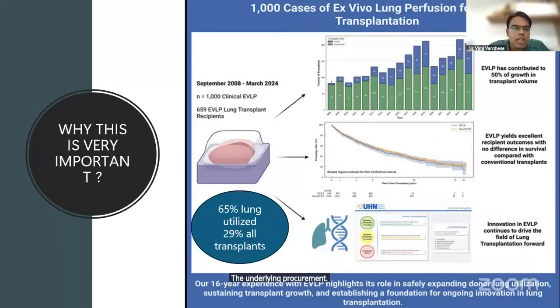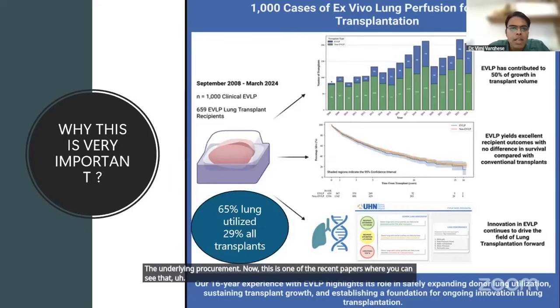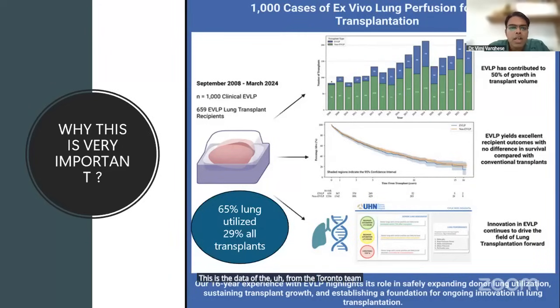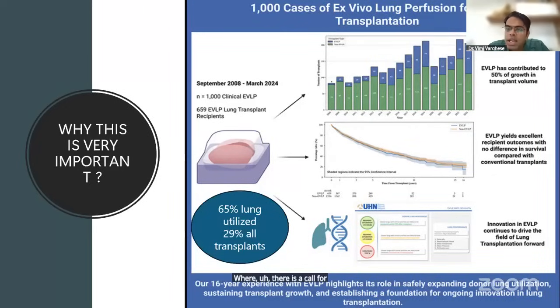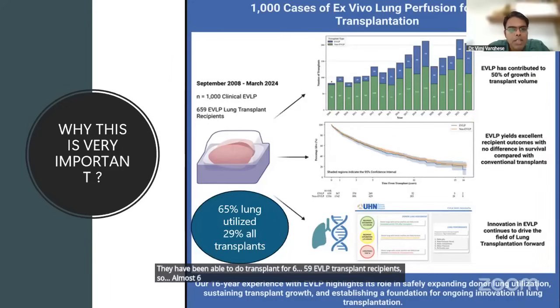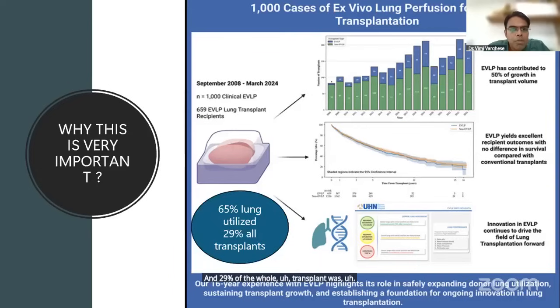Now, this is one of the recent papers, where you can see the data from the Toronto team from September 2008 to March 2024, where there were 1,000 clinical EVLP cases, out of which they were able to do transplant for 659 EVLP transplant recipients. So almost 65% of the 1,000 cases they were able to utilize that lung, and 29% of the whole transplant was occupied by the EVLP mechanism.